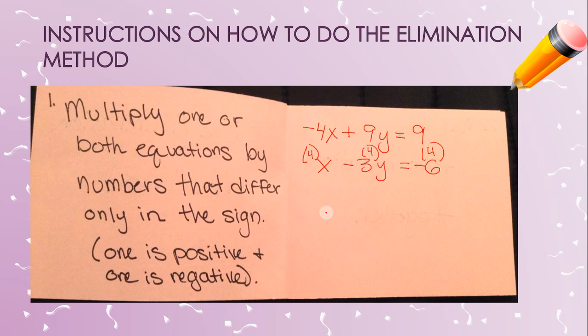So then my two equations: I still have the top one, so it's going to stay like normal. And the bottom one is now going to be 4x, because I'm doing 4 times x. 3 times 4 is a 12y. And 4 times negative 6 gives me a negative 24. So what I did is I multiplied one of my equations by a number, 4, so that I only differ by sign. I have a negative here and a positive here. Now you could have done this multiple ways. There's multiple things you could have done on this step.